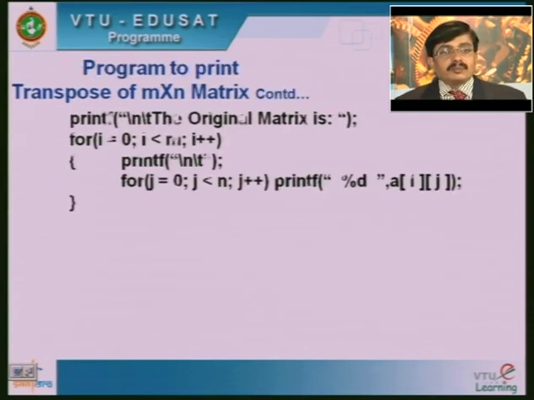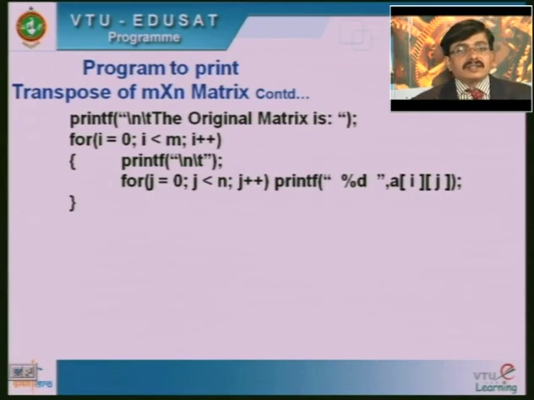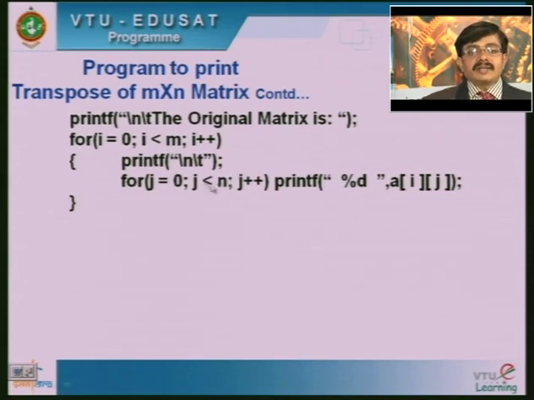And now, to print the original matrix, I can use the same looping construct: i is equal to 0, i less than m, i plus plus, j is equal to 0, j less than n, j plus plus. Here I am printing the elements a of i j. When i is equal to 0, the 0th row elements will be printed. When i is equal to 1, the first row elements will be printed. When i is equal to 2, the second row elements will be printed, and so on. So I will be printing all the elements of the matrix.